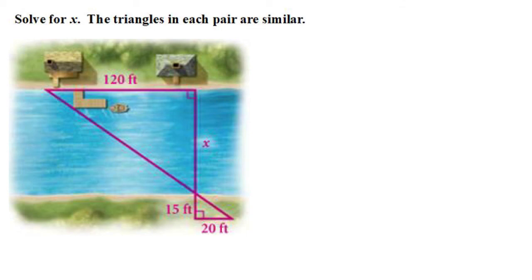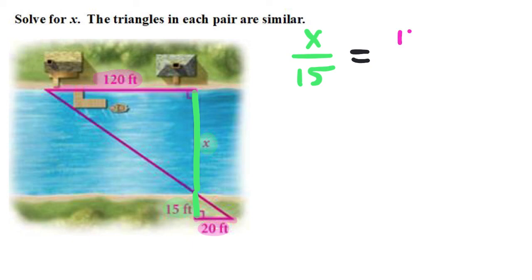For our last example we have here, we're going to match our corresponding sides. So my side length of x corresponds to my side length of 15. Additionally, my side length of 120 corresponds to my side length of 20. So I could set up my proportion as being x over 15 is equal to 120 over 20. Then if I want to solve, I would cross multiply.